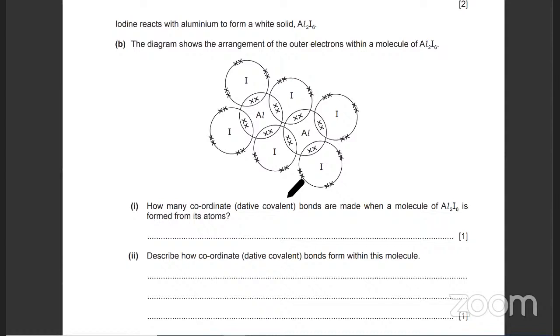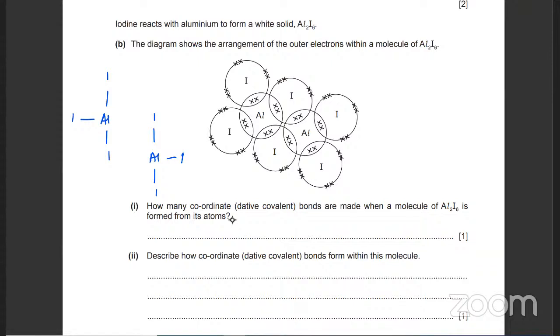Anyways, this is the dimerization of AlCl3, which over here they're using iodine. How many coordinate bonds are made when a molecule of Al2I6 is formed from its atoms? 2. Do you remember that you've got aluminium making 3 normal bonds, and there's another aluminium that's making 3.